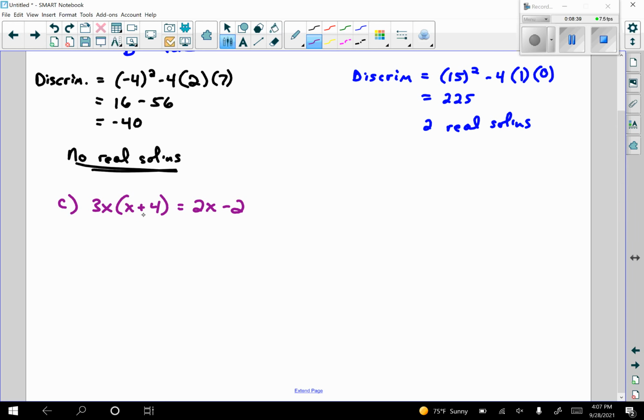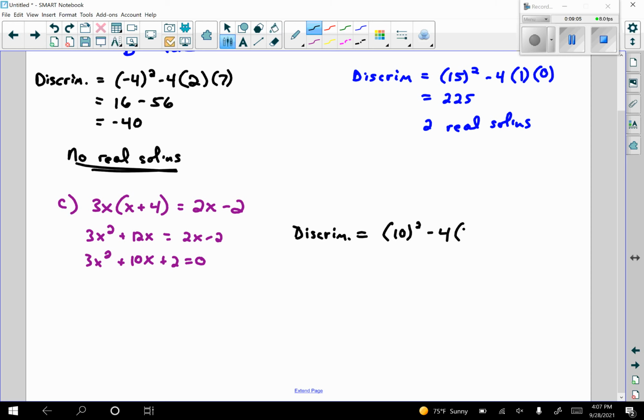Now for c, we have to do a little bit of work before we move everything over to one side. So I want to distribute the 3x into here, so we'll get 3x squared plus 12x equals 2x minus 2. Bring everything over to one side. So we'll get a plus 10x, and then plus 2 equals 0. So the discriminant here is going to be b squared, so we'll have 10 squared minus 4 times 3 times 2. So we get 100. And then that's minus, we'll have 12 times 2, so we get 24, which is 76. Kind of like part B, it's greater than 0, so we have 2 real solutions.